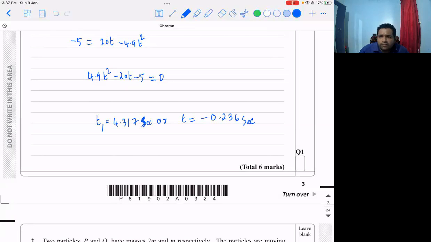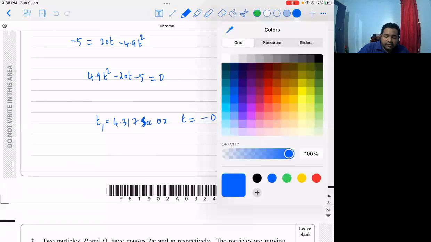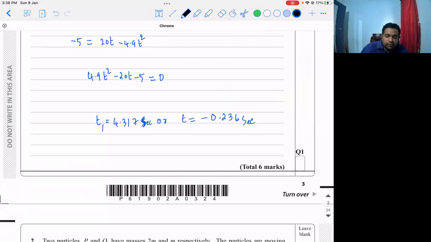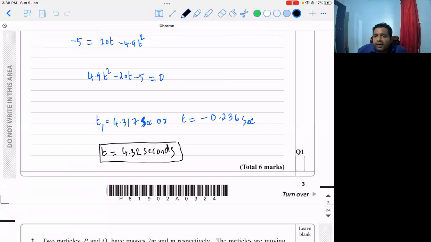Okay, and we know that time never becomes negative. Time is a scalar quantity, right? So negative is not possible. So only one favorable answer we have, right? So if you're rounding to 3 significant figures, the time is 4.32 seconds. So what is the meaning of this answer? It means that in 4.32 seconds, this particle will reach the ground. Okay, so what is the answer for this part? That is 4.32 seconds. Hope you got it.